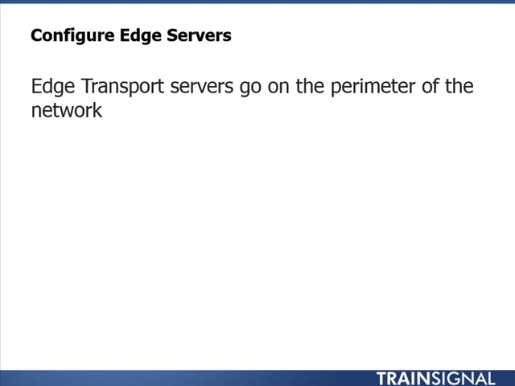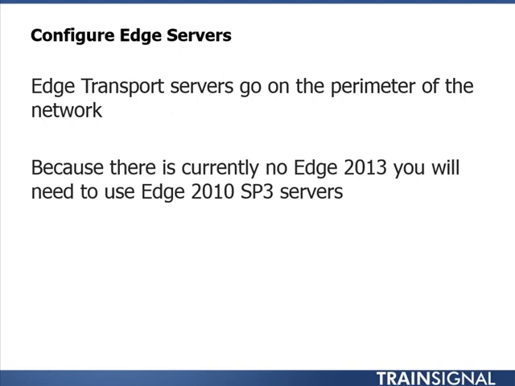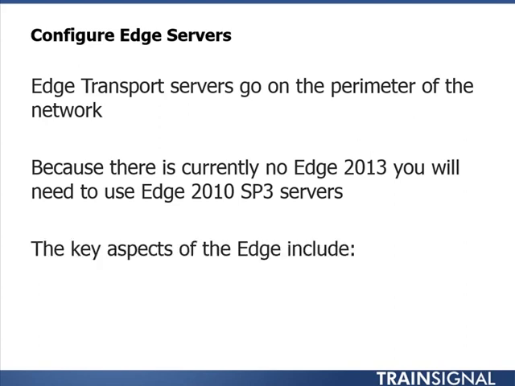So between the internet and the edge server there's a firewall, and then between the edge server and the internal Active Directory organization with your internal Exchange servers, there's a firewall. So the edge sits in that perimeter. Now, because there is currently no Edge 2013, you will use the Edge 2010 Exchange server running Service Pack 3. The key aspects of the Edge when it comes to configuring your Edge transport servers include the following.